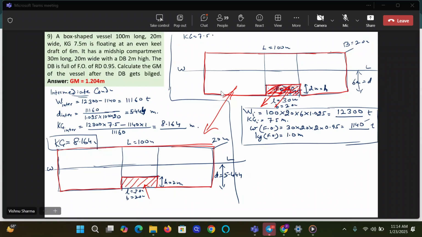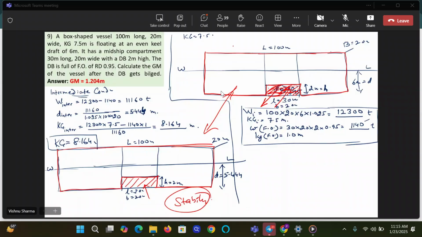After bilging, sir, is the condition the same now? Whatever is the stability of this one after bilging, the same will be the stability of the initial condition after bilging. Am I right, guys? Correct? Yes, sir.